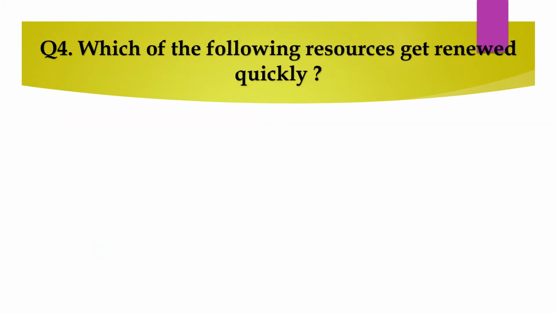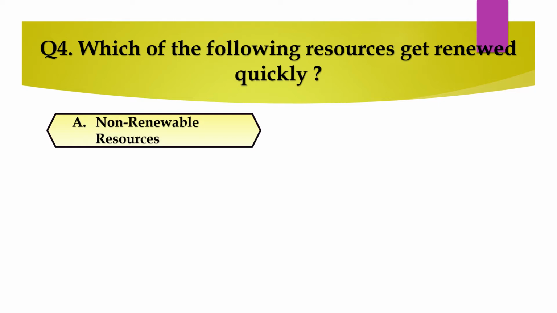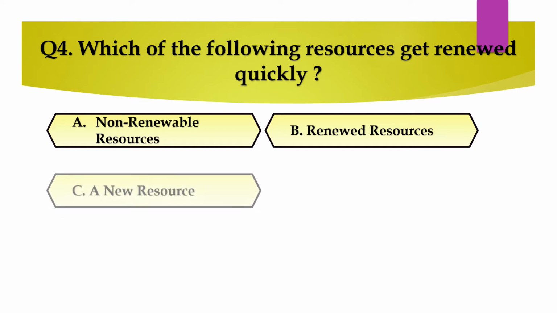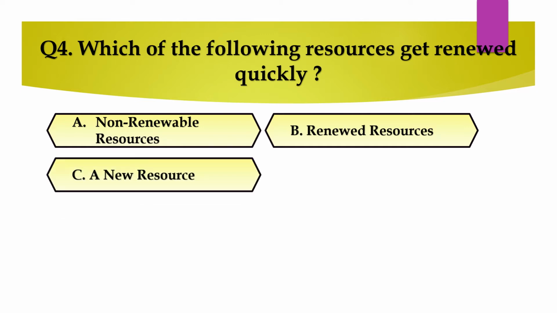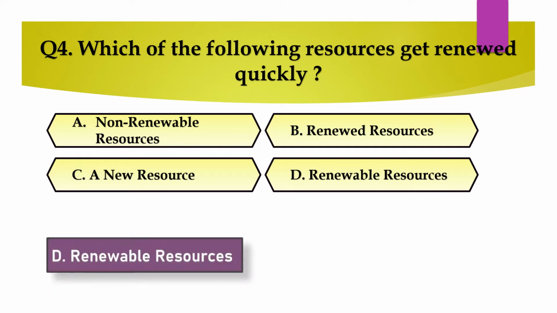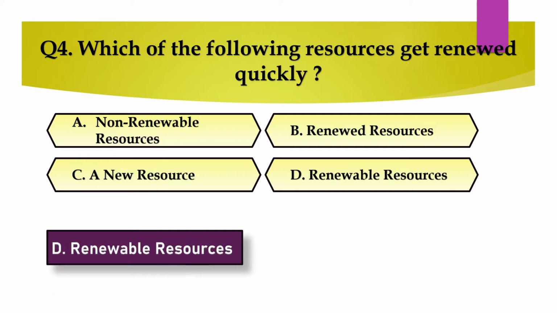Question number 4. Which of the following resources get renewed quickly? A. Non-renewable resources, B. Renewed resources, C. A new resource, or D. Renewable resources? It is D. Renewable resources.